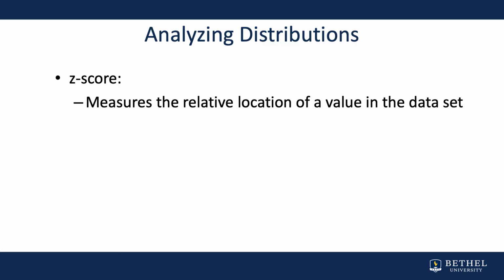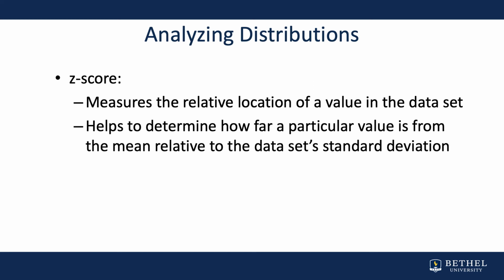As we're talking about analyzing distributions, let's talk about another measure that we use, which is called a z-score. The z-score measures the relative location of the value in the data set. It helps determine how far a particular value is from the mean relative to the set's standard deviation. So we learned about standard deviation, what that is. We learned what the mean is. That's a measure of location, where the standard deviation is the measure of variability. And now what we're trying to do is come up with a standard value, regardless of the data, to understand where any data point fits throughout the entire data set.